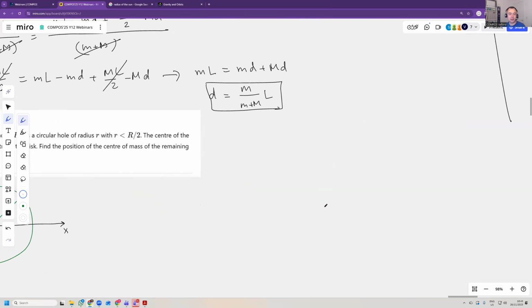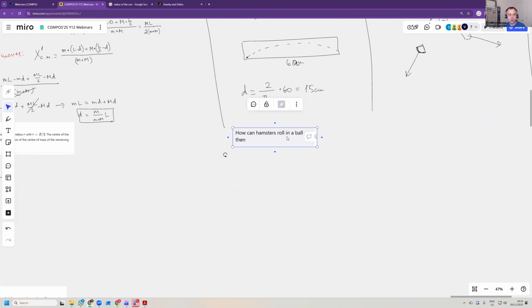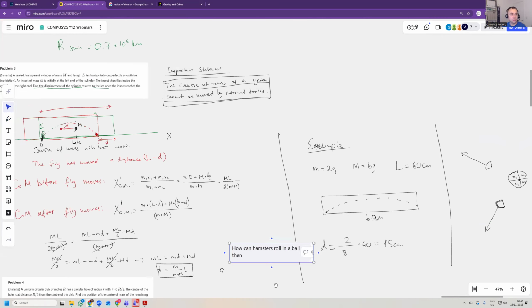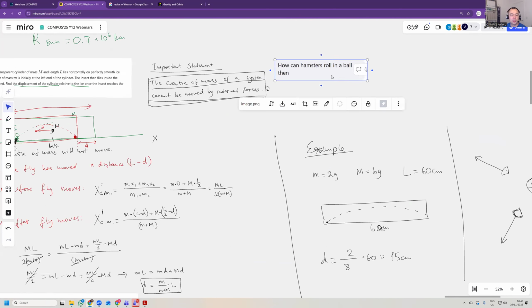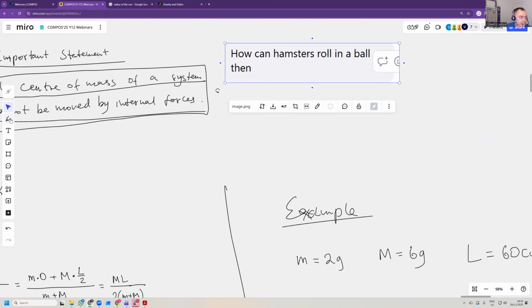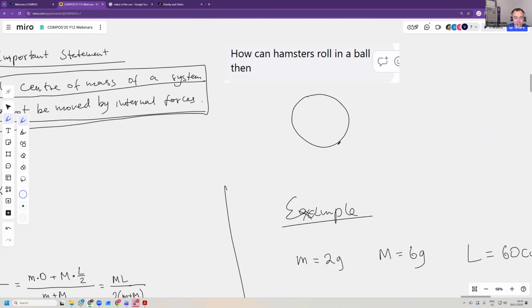I'll just highlight this one. On the ball, because the hamster pushes on the ball, the ball rolls forward, so it wants to slip against the floor, but the floor is preventing that, so there's a friction going forwards, and that friction pushes the ball forwards. That's a very good question.